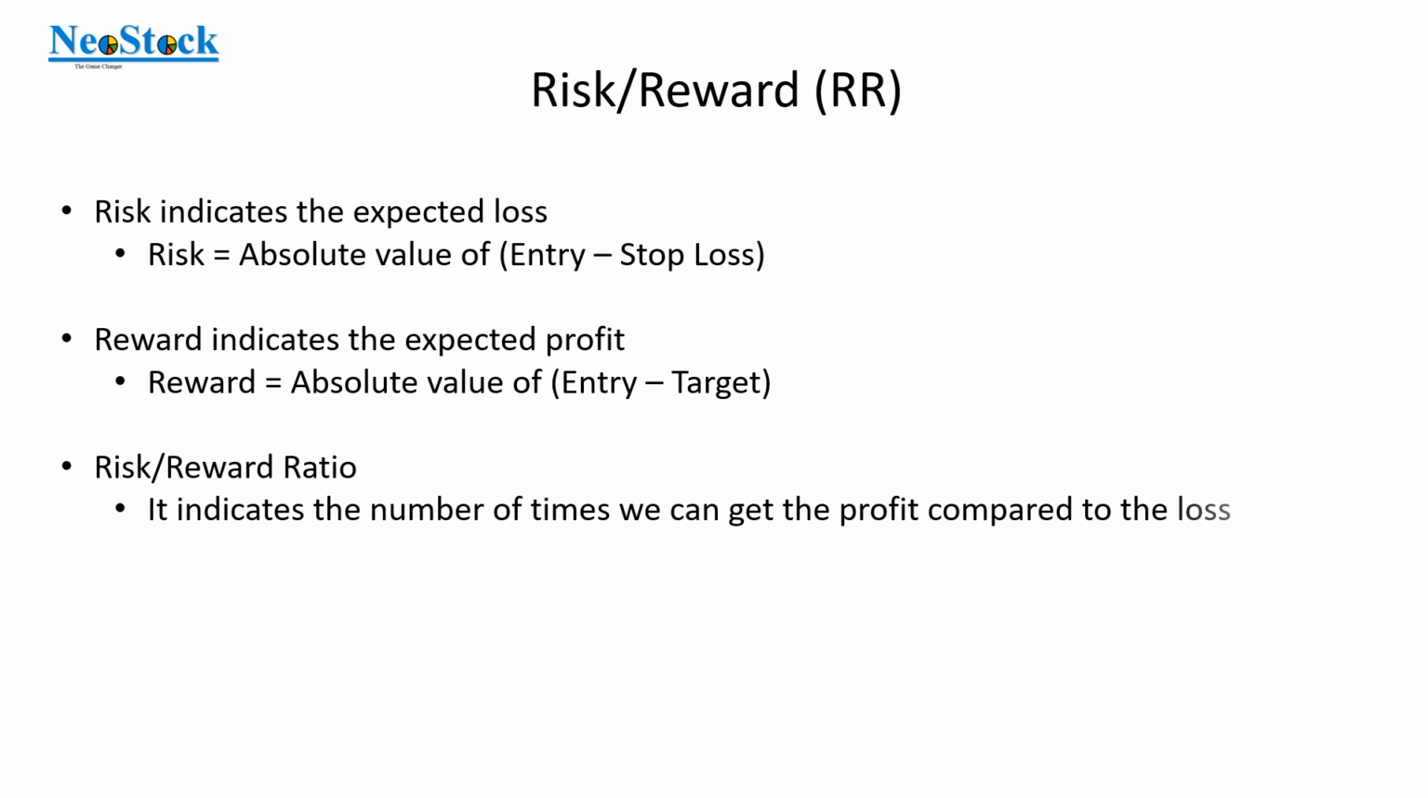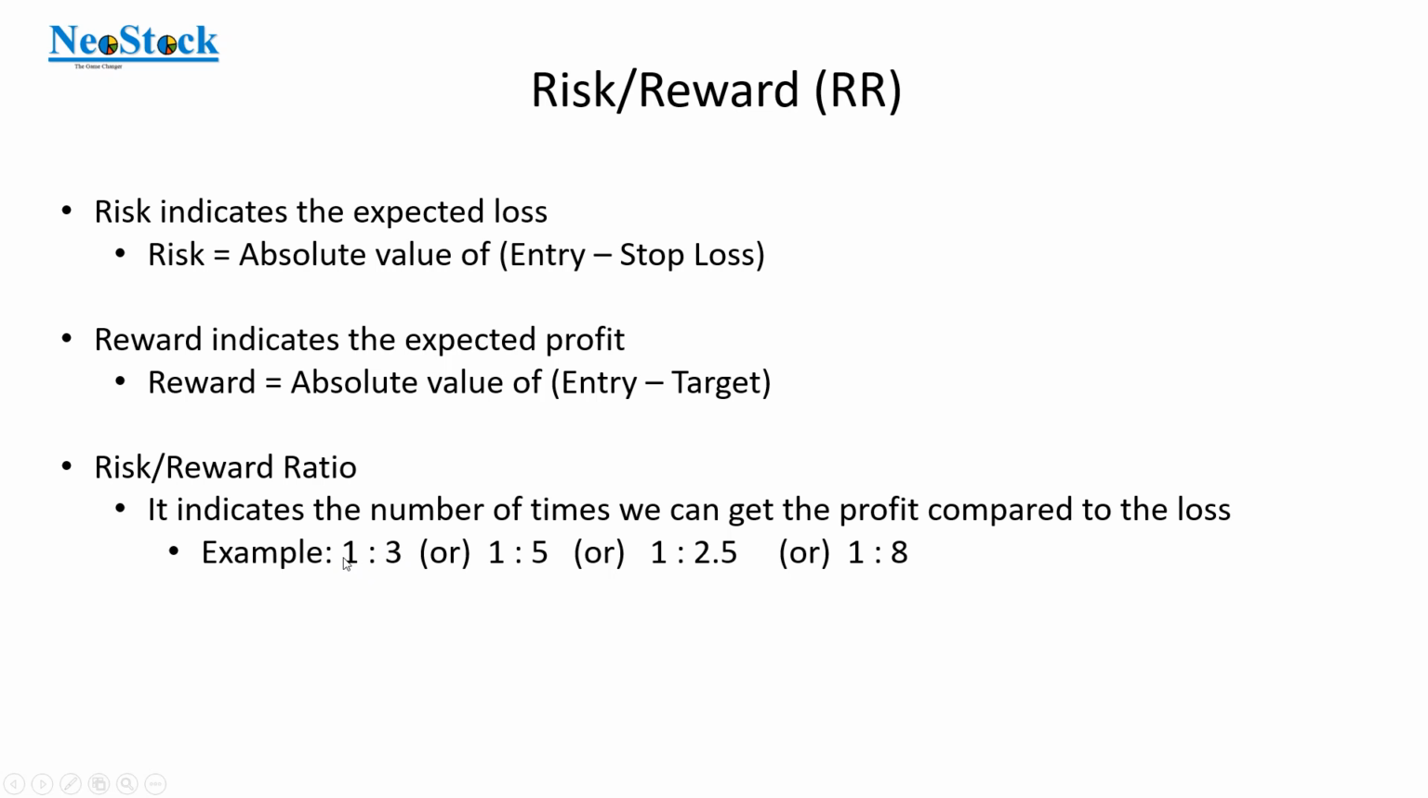It indicates the number of times we can get the profit compared to the loss. Examples are something like 1:3 or 1:5 or 1:2.5, 1:8 or 1:3.5, something like that. What is this 1 and what is this 3? For one risk, 3 times reward we get. For example, if your risk is 10 rupees, so you get 3 times reward. 10 into 3, that is 30 rupees reward you get.